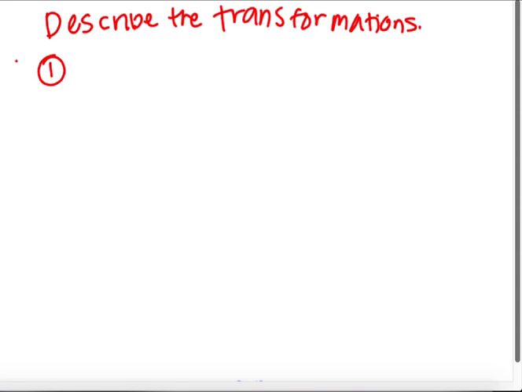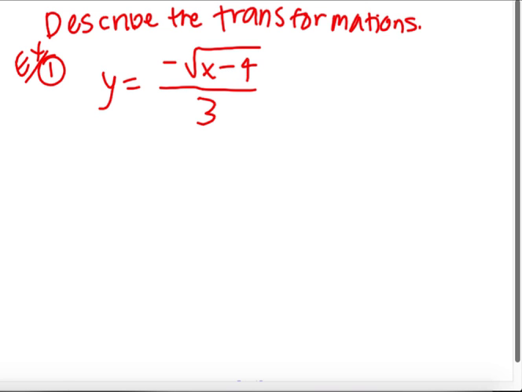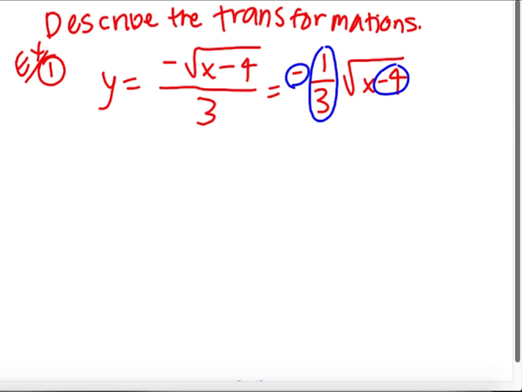So our first example, we'll say this. Y equals negative square root of x minus 4 all over 3. So this all over 3 thing, I would rewrite this as negative 1/3 times the square root of x minus 4. That way it's a little easier to see what the transformations are. So the transformations, we have this as a transformation, this is a transformation, and this is a transformation. So we have 3 transformations. Our parent function is the square root of x.